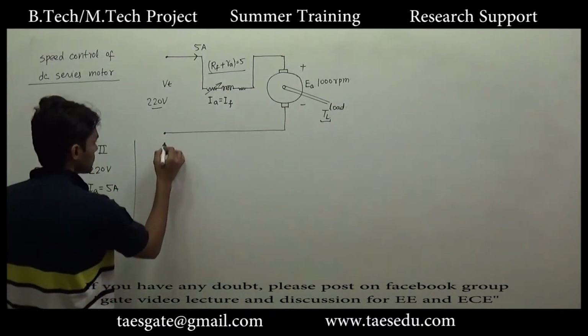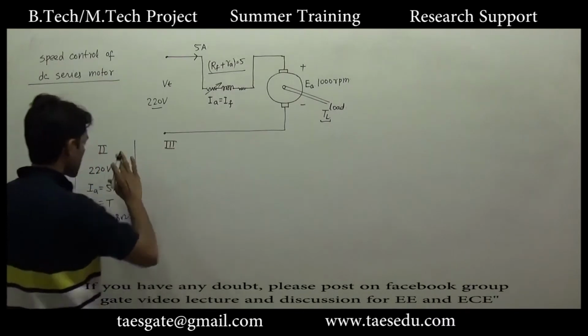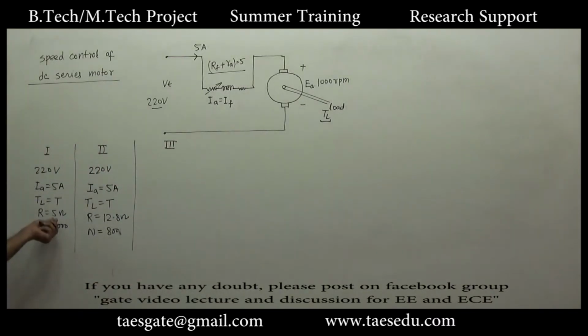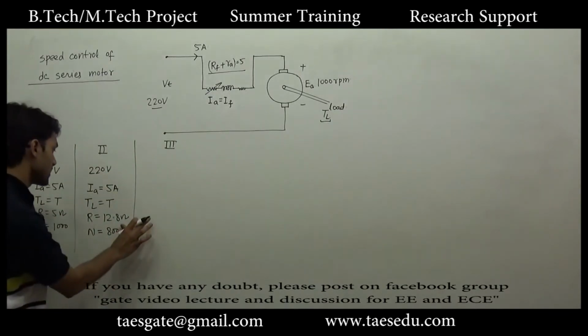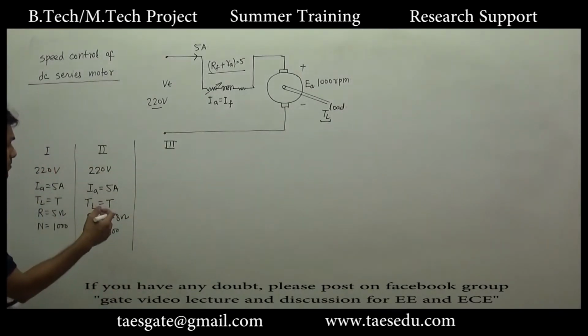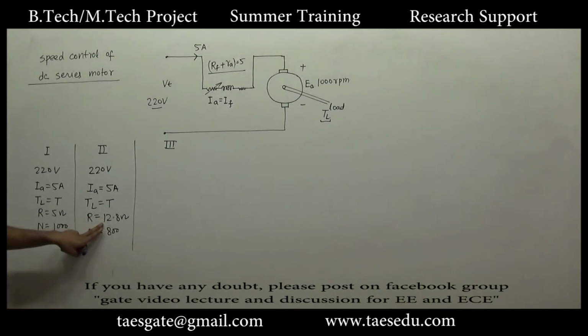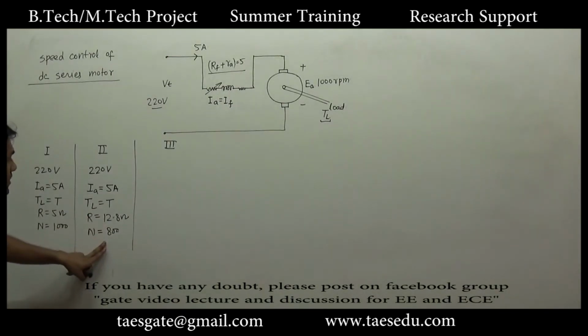Now in the third case, what is done? Up to second case, what you observed, if you will increase the armature resistance, speed will decrease. Similarly, if you will decrease the armature resistance, speed will increase.